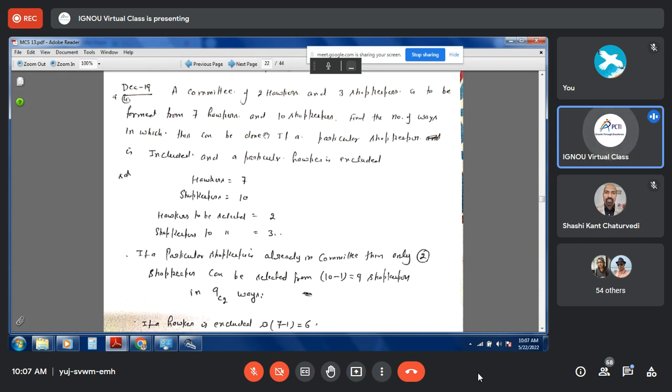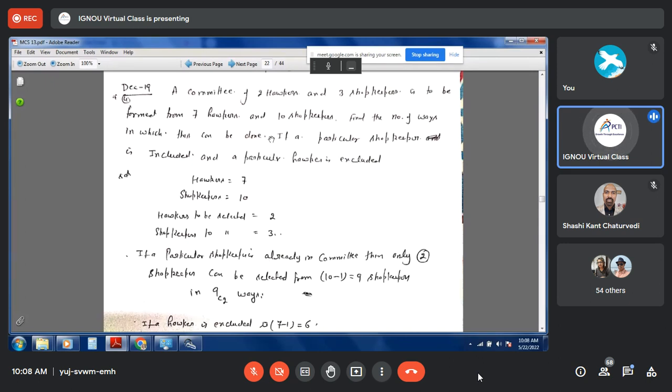If the numerical was up to this, it is the same as we discussed earlier, men and women. It means 2 hawkers from the 7 hawkers and 3 shopkeepers from the 10 shopkeepers. Now the numerical is finished. But this time some conditions are applied on this situation. See, if a particular shopkeeper is included and a particular hawker is excluded.